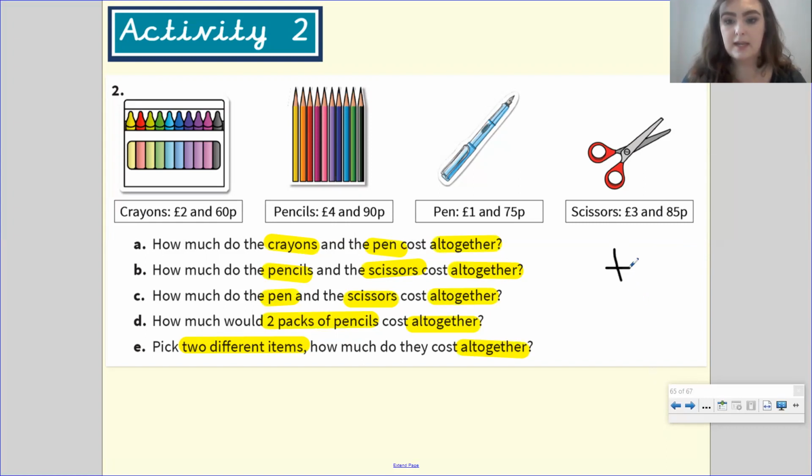Well done. If you said add, we're going to be adding for all of these questions. So look at the key bits of information. I've highlighted them for you to help you and work out the answers. Pause the video here if you are going to be completing activity number 2.